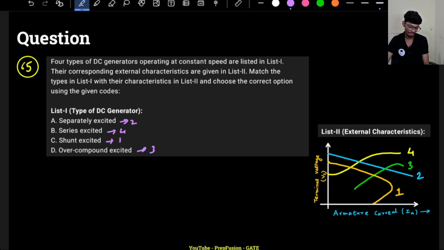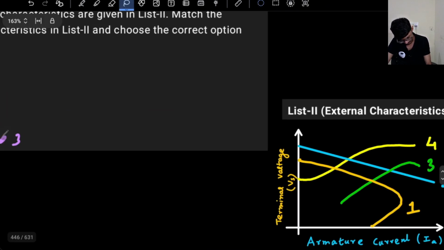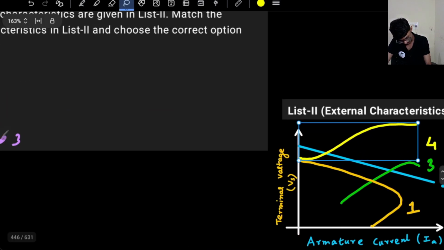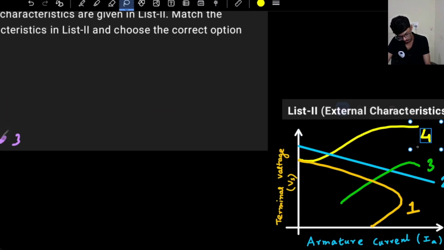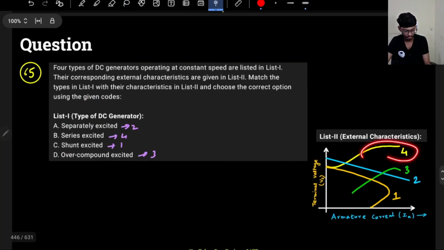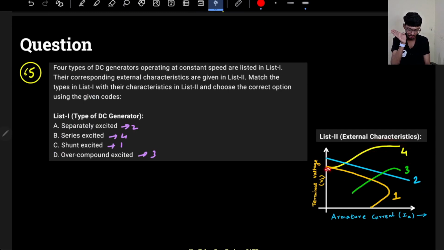One more thing I forgot to tell you, that we don't run our machine in no load for series. Actually, both of these will work. One slight mistake: they should have mentioned that this graph should have been starting from the same point. As these graphs are starting from the same point, this will be for the compound generator, because for a compound generator the no load characteristics, when the armature current is 0, the voltage is the same. So we have to swap the numbers here.